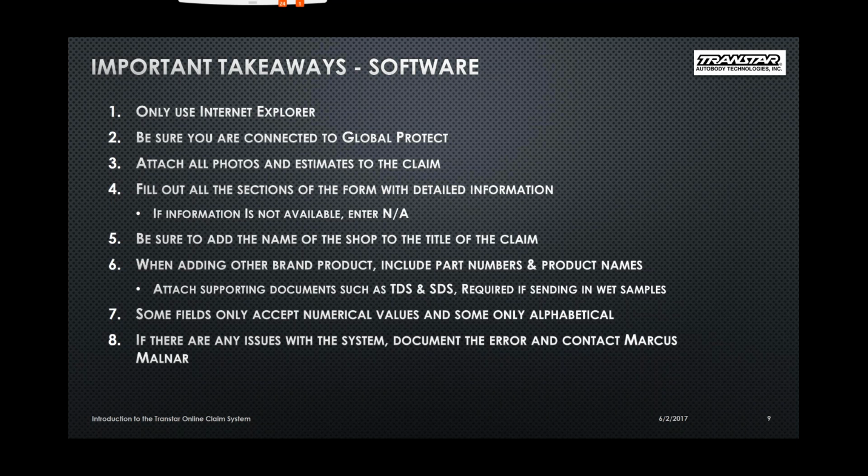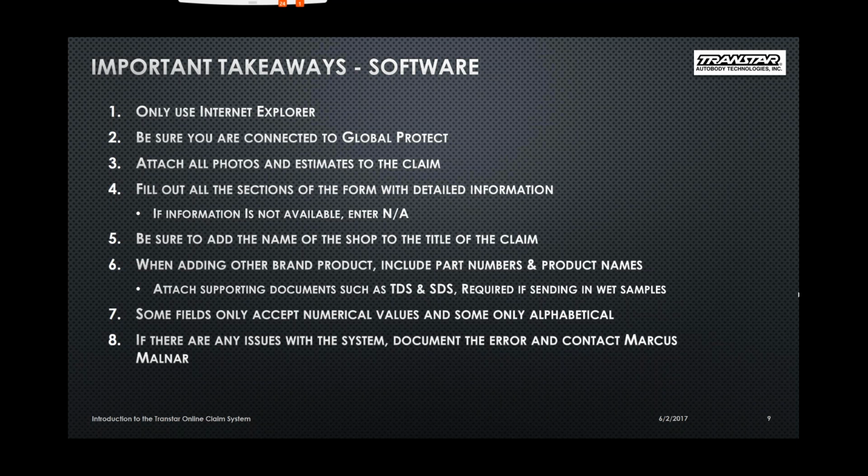Okay, other takeaways. So a couple of notes. Only use Internet Explorer. Be sure that you're connected to Global Protect. Attach all photos and estimates to the claim within the system. Fill out all the sections of the form with detailed information. If information is not available, enter NA. Be sure to add the name of the shop to the title of the claim. There are a couple of fields that can only take numeric values. So if you type NA and it's not accepting it, put a 0 in there.